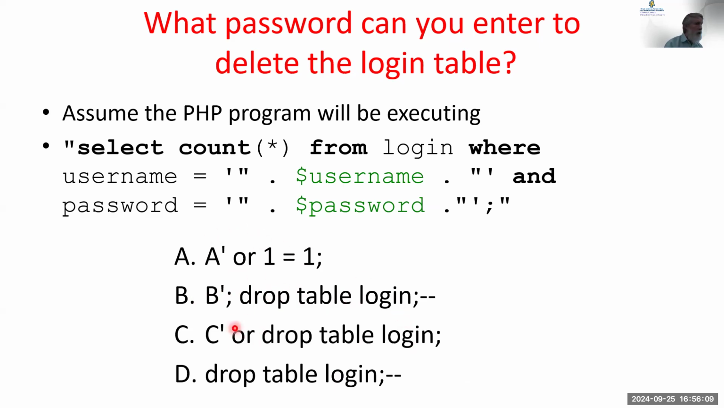B is the answer because we're going to put in the password. So if we enter B, and it's a quote, and then we say drop table login dash dash. There probably should be a quote after that one now that I think about it. I think it's more likely to work if you put a single quote at the end of any of these. And again, the goal was to delete the login table, so this isn't going to do it.